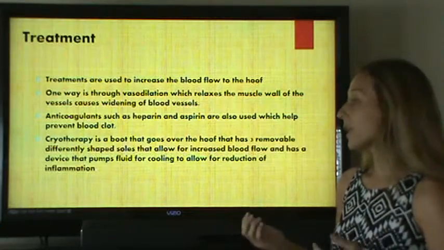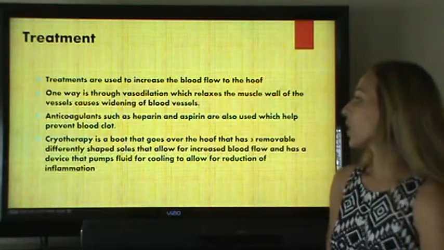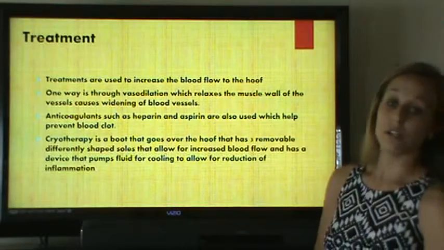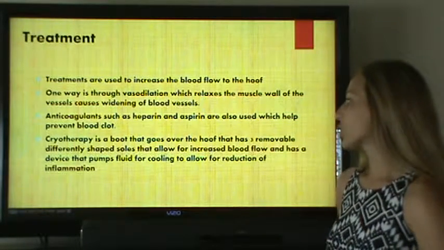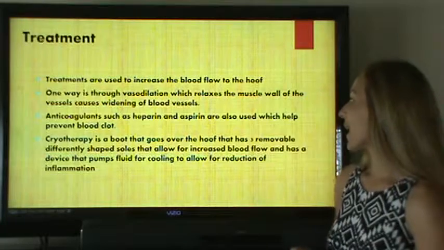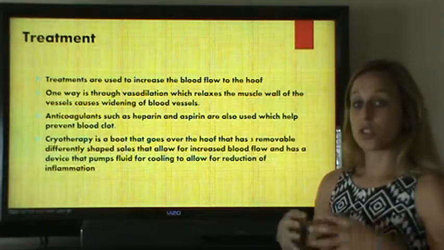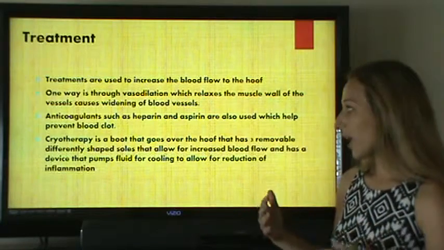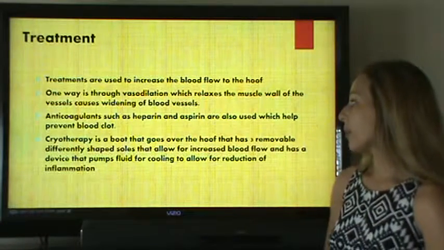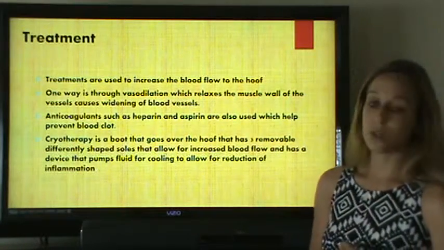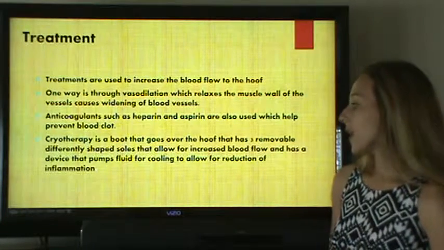So some things that we can do, most of the treatments are used to increase the blood flow to the hoof. One way is through vasodilation, which relaxes the muscle wall of the vessels, causing the blood vessels to widen. Anticoagulants such as heparin and aspirin are also used, which help prevent blood clots.